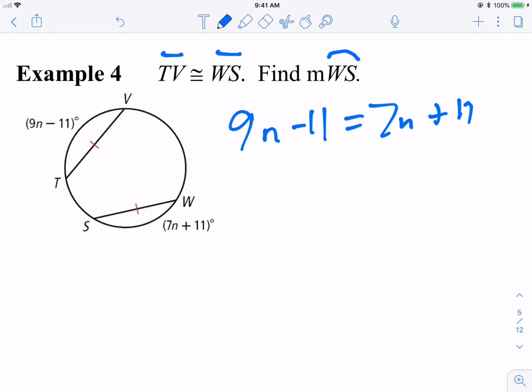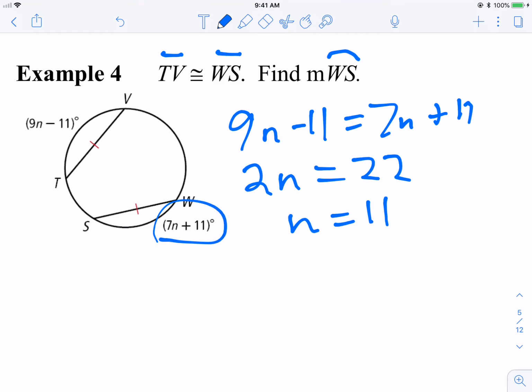So we can subtract 7n from both sides and add 11 to both sides. So we're at 2n equals 22. Therefore, the n value is 11. And we'll substitute this back in. We're asked to find WS, but really it doesn't matter because both are equal.